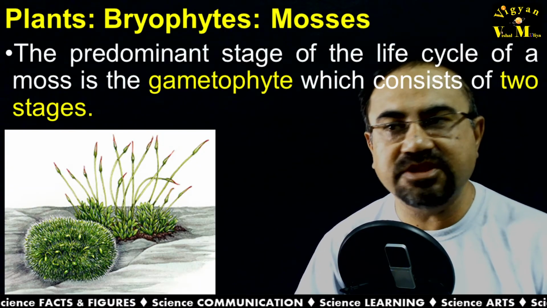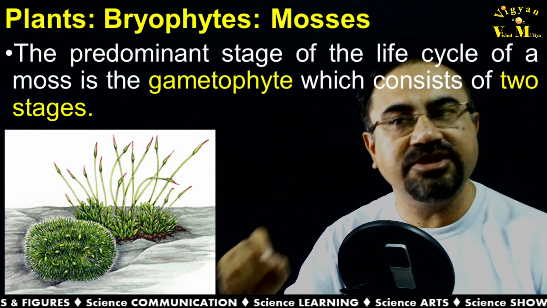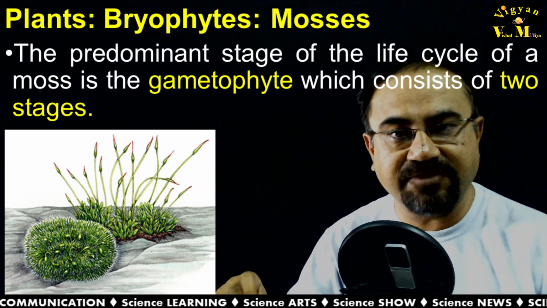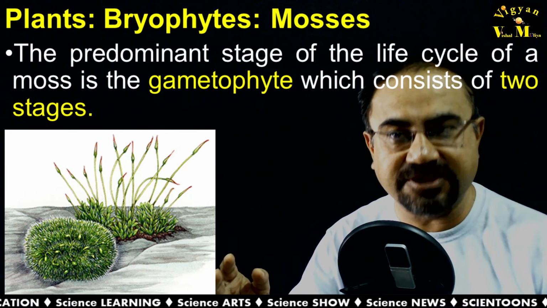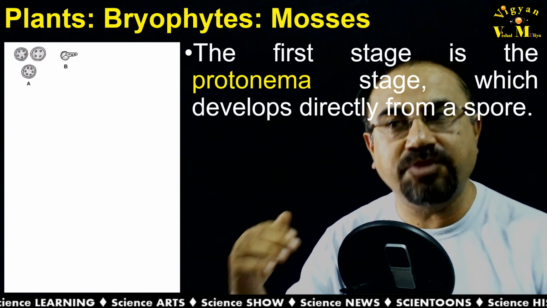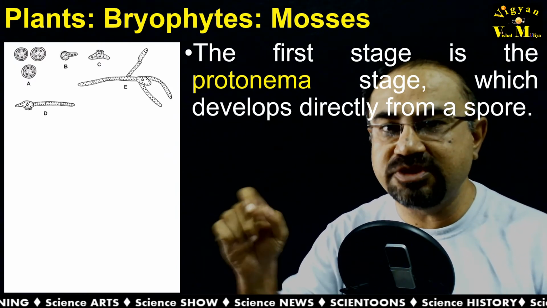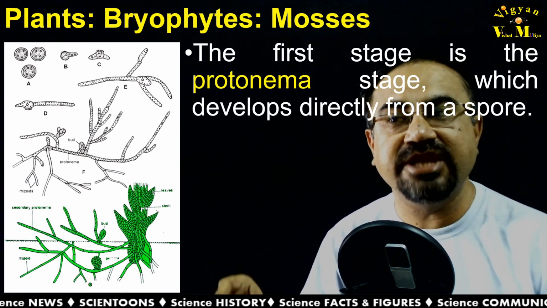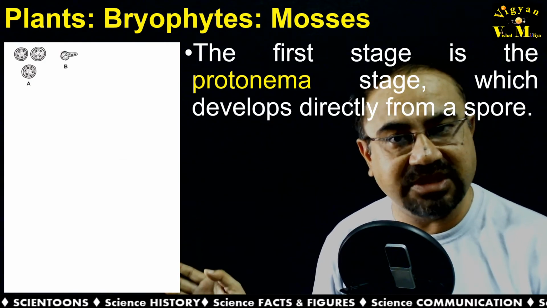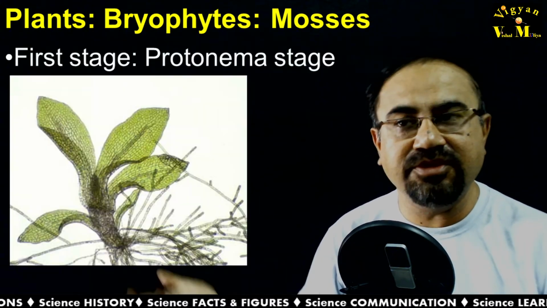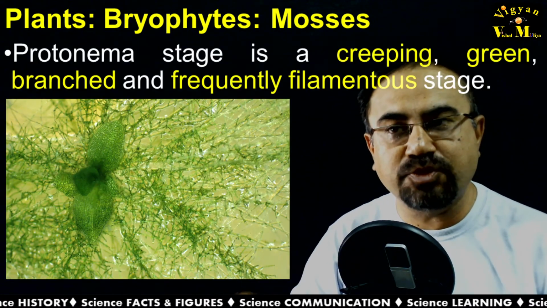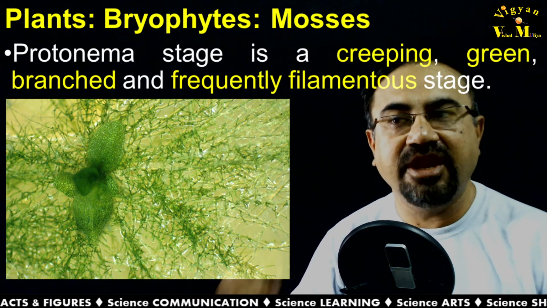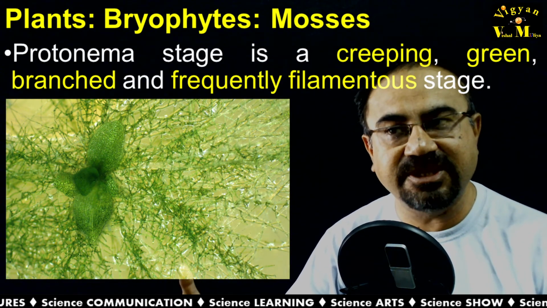Mosses have a predominant stage in the life cycle, that is the gametophytic stage, and this gametophytic stage consists of two different stages. The first stage is the protonema stage. Proto means first and nema means thread-like structure. So the protonema stage develops directly from the spores, here you can see in the animation. Here you can see it in the photograph. This protonema stage is creeping, green in color, branched and frequently filamentous.